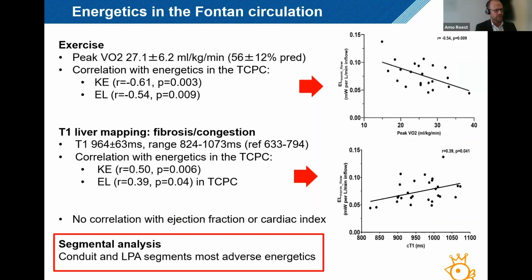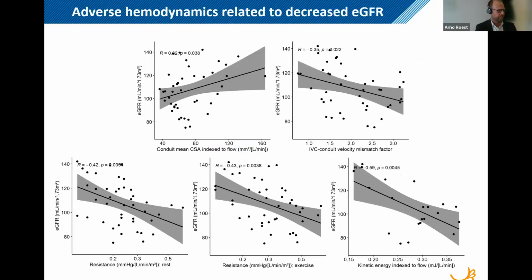And as you can nicely see over here, the higher the energy loss within the Fontan circulation, the lower the exercise capacity, but also the higher this corrected T1 mapping, suggesting more fibrosis or congestion with a more adverse hemodynamic of the Fontan circulation. And again, when you do a segmental analysis, you can see that the conduit and the LPA are the segments that contribute most to that.